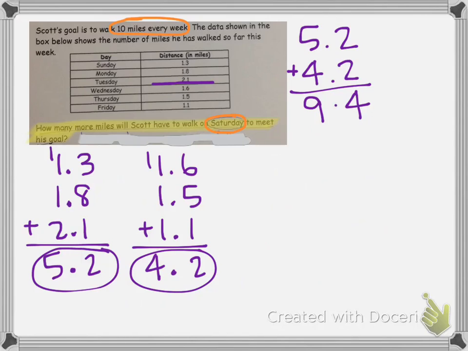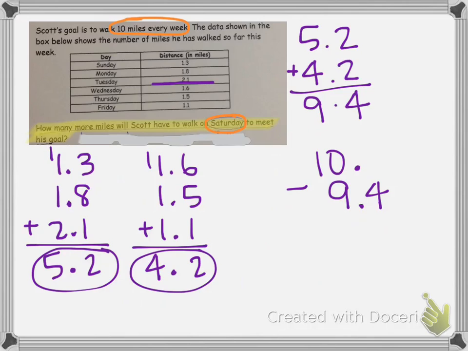What do you guys think we're going to have to do if he walks 10 miles every week to find out what he needs to walk on Saturday? If you said subtract, that is correct. So we're going to do 10 minus 9 4/10. Now 10 is larger than 9, so it has to go on the top. And I'm going to line up the decimals. Well, I don't see a decimal in the number 10. But I know that there's a decimal after 10 because it's 10 whole miles. So I'll put the decimal there.